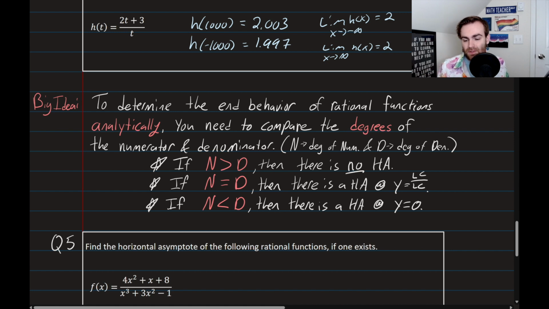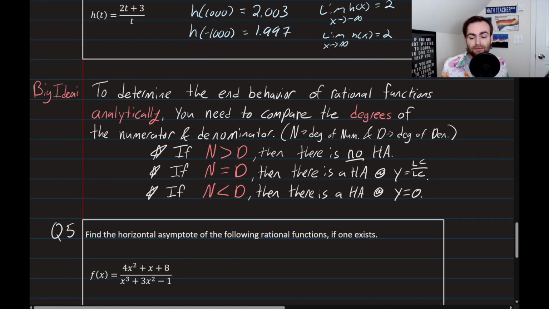But if the degree in the numerator is larger, you have no horizontal asymptote. You have that infinite end behavior. If the degree is equal, then you take the leading coefficients of each polynomial and you take the ratio of them, and that is our horizontal asymptote. And if the denominator has a larger degree, then the asymptote is 0.